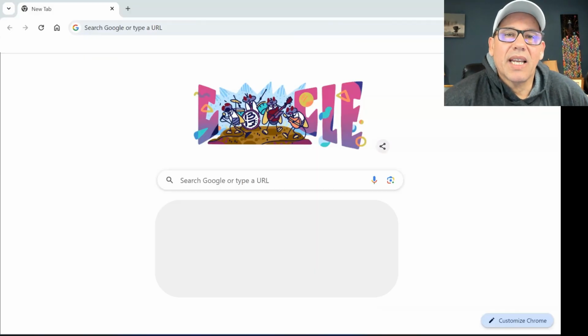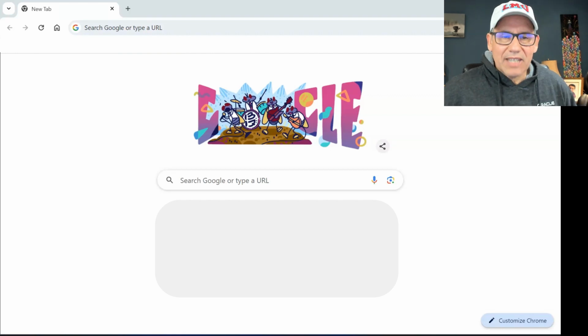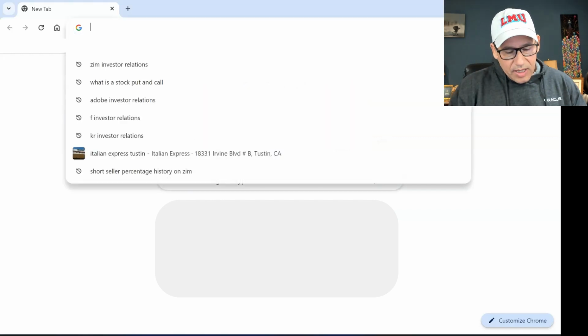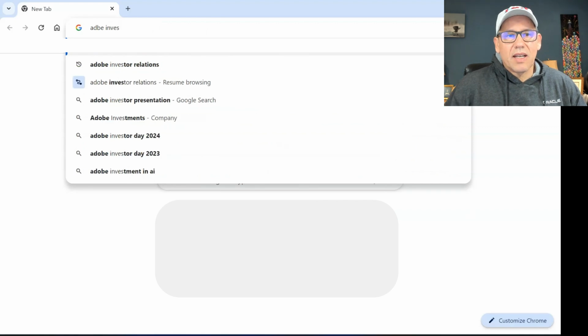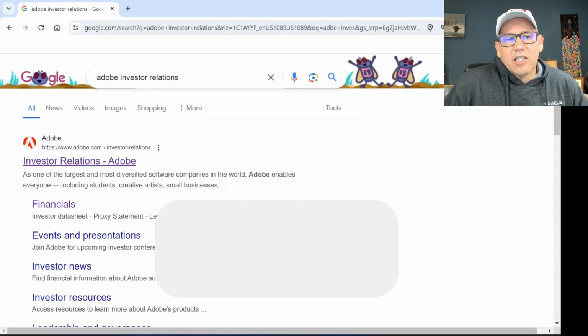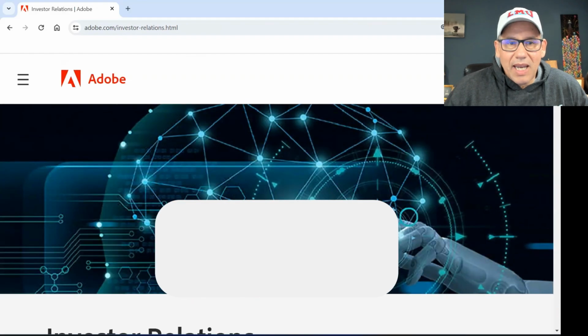The first company I'm going to analyze is Adobe. And I wanted to start from scratch, just with a browser, and show you where anybody can get the financial statements for any company. It's very easy. I'm going to go to my search screen and I'm going to put in the symbol for Adobe and type in investor relations. It takes me to the Adobe investor relations page.